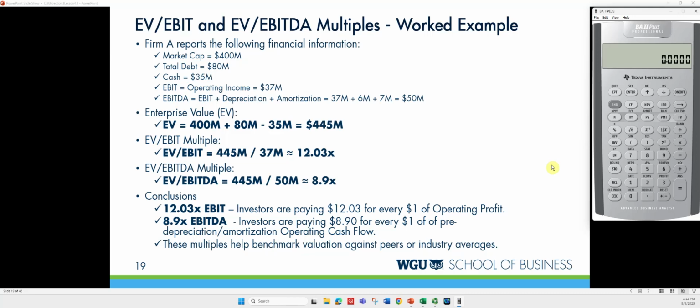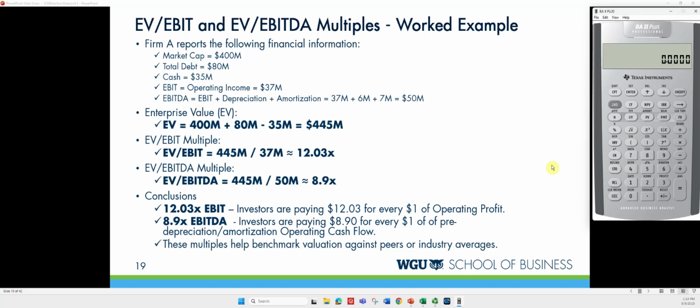Okay, so we have a couple of worked examples of these two multiples. So the first thing we have here is some financial information from firm A. We've got the market capitalization value, the value of total debt, the cash and cash equivalents. We've got our operating income, which is EBIT, and then we have EBITDA, where we're adding back depreciation and amortization. So let's work through each one of these calculations.